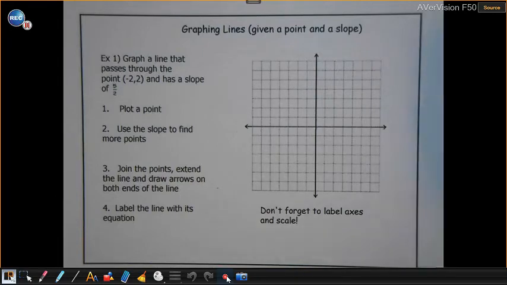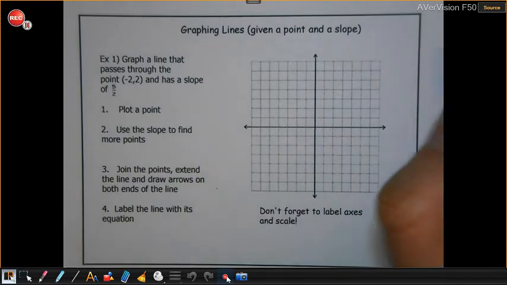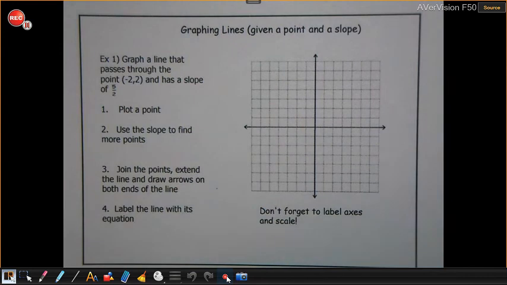Alright class, so we're going to be starting chapter 6, section 6.1. So 6.1 covers graphing lines given a point and a slope, as well as graphing lines given an equation. So let's go for some examples. The first one that we're going to look at is graphing a line given a point and a slope.